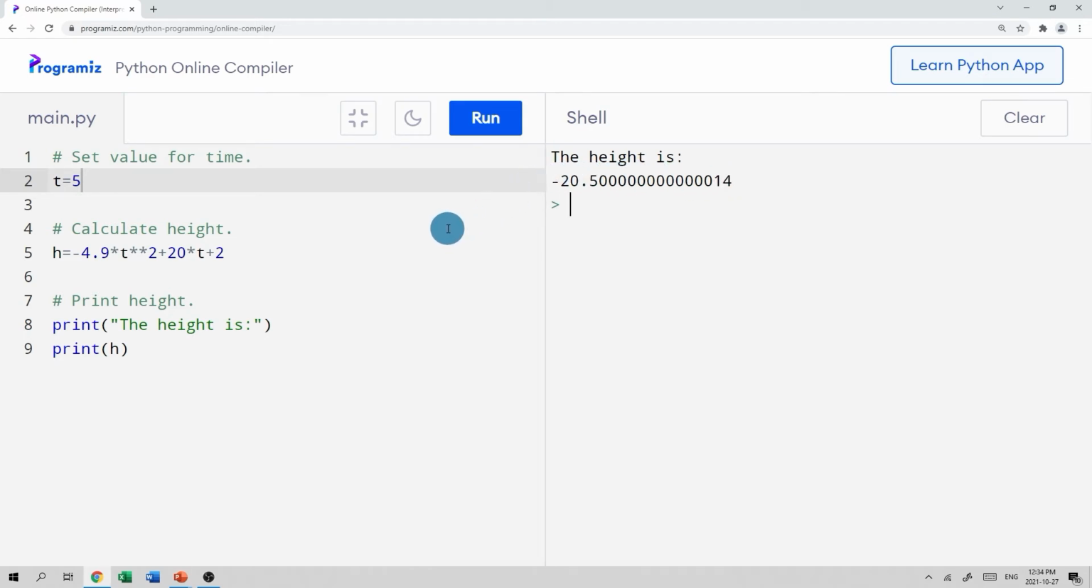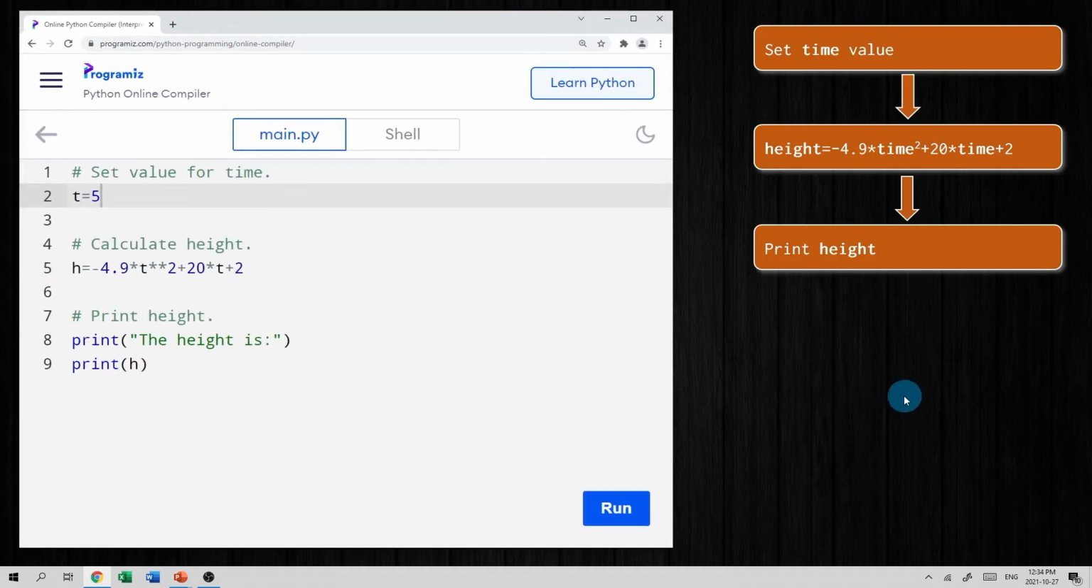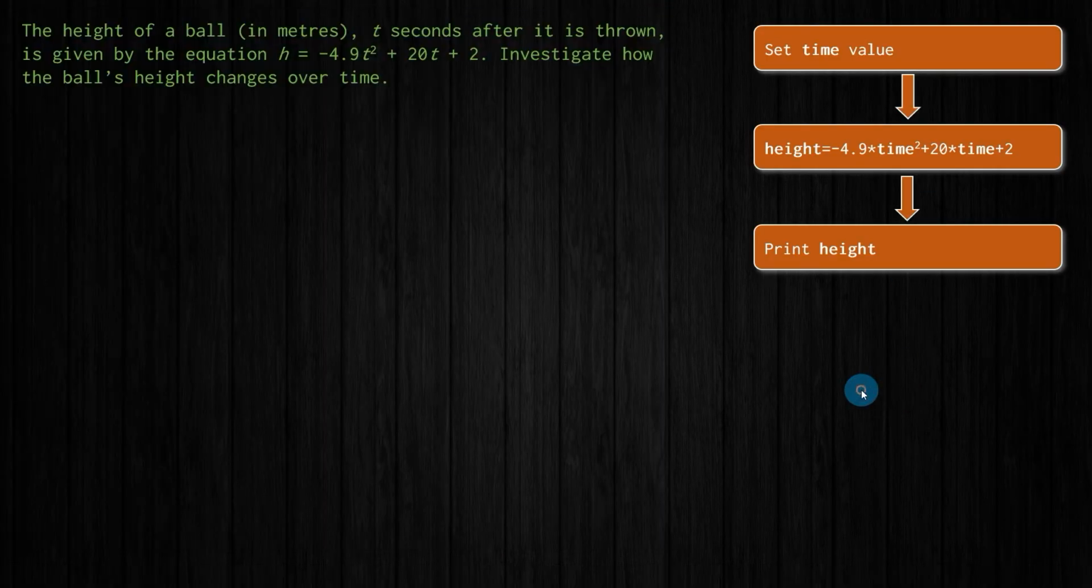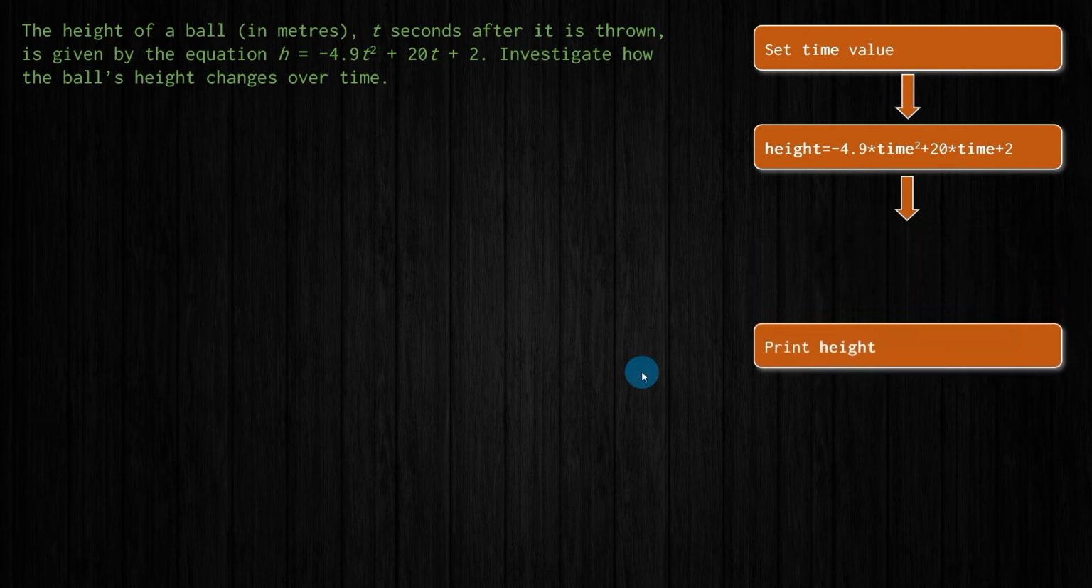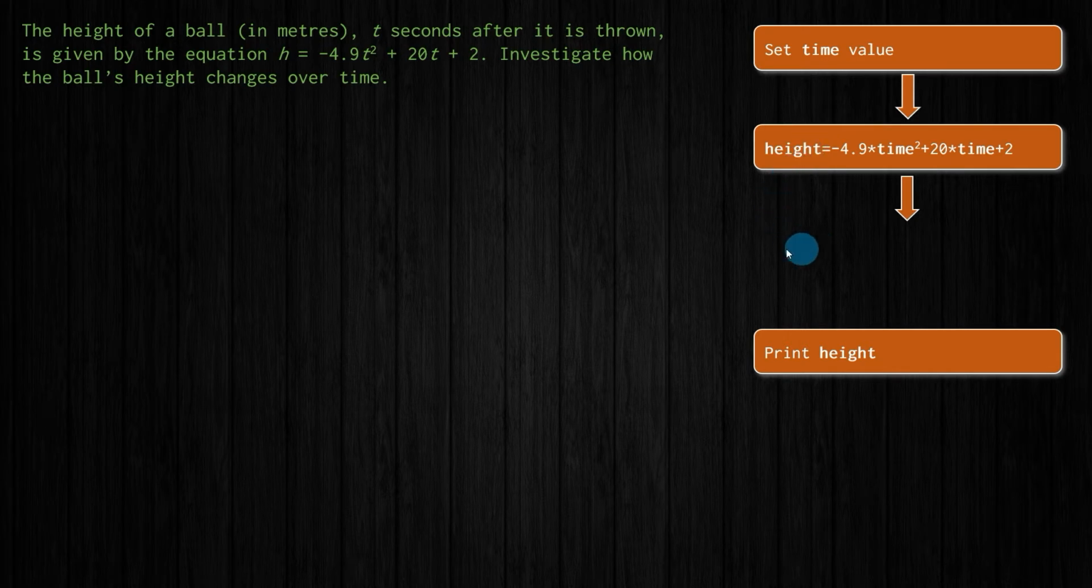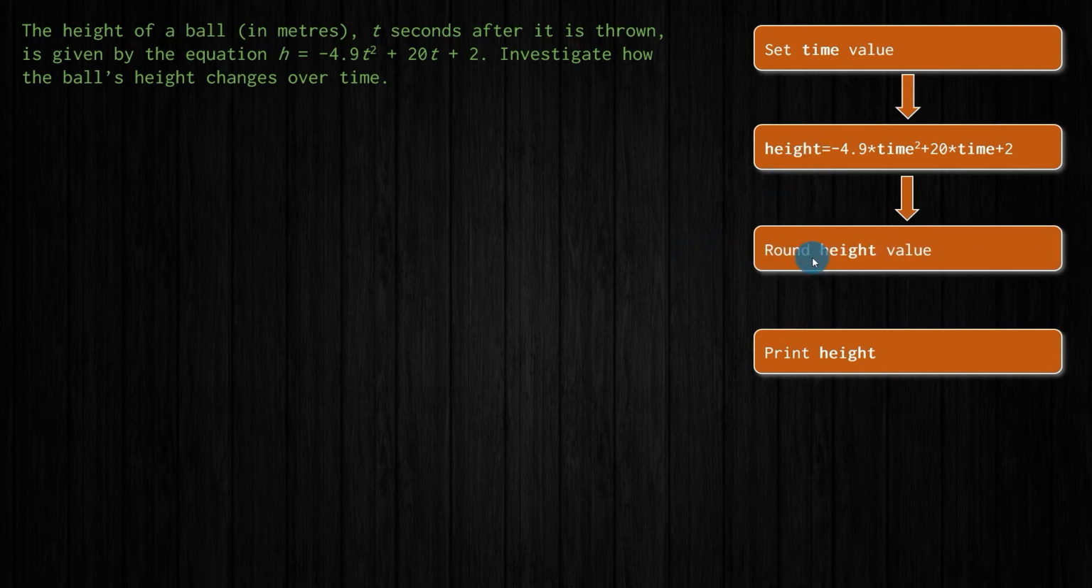So what I'm going to do in the next step is round that final height value. So what is that going to look like if I want to round it so it doesn't give me that huge string of digits there? Well, I need to introduce another step. Once we've calculated the height, I'm going to introduce a step where I now round the height. Okay, so we set the time value, we get Python to calculate the height, then we get Python to round that height value. And of course, then we don't want to print the height value, we want to print our newly rounded height value. So what is this going to look like in Python?